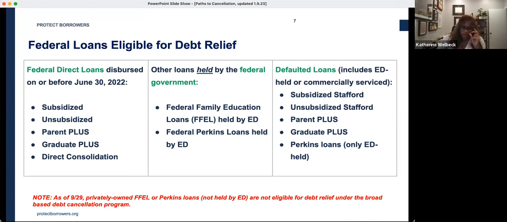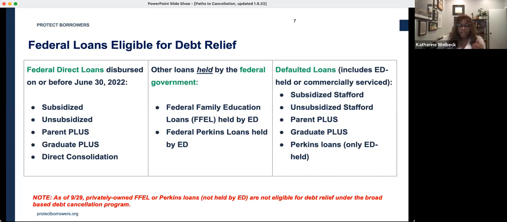Other loans held by the federal government, specifically Family Federal Education Loans, so that's FFEL loans held by the Department of Education, and Perkins loans held by the Department of Education. Additional loans include all defaulted loans held by the Department of Education or commercially serviced. And so those include defaulted subsidized Stafford and unsubsidized Stafford loans, defaulted Parent Plus or Grad Plus loans, and then defaulted Ed held loans.